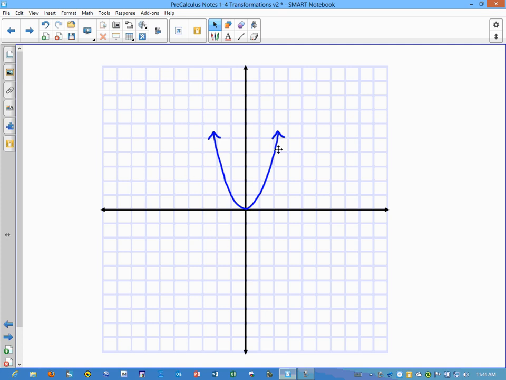Knowing that basic shape is going to help you graph quadratics a lot quicker. Again, it's from the origin. It's (1, 1) and (2, 4). On both sides.